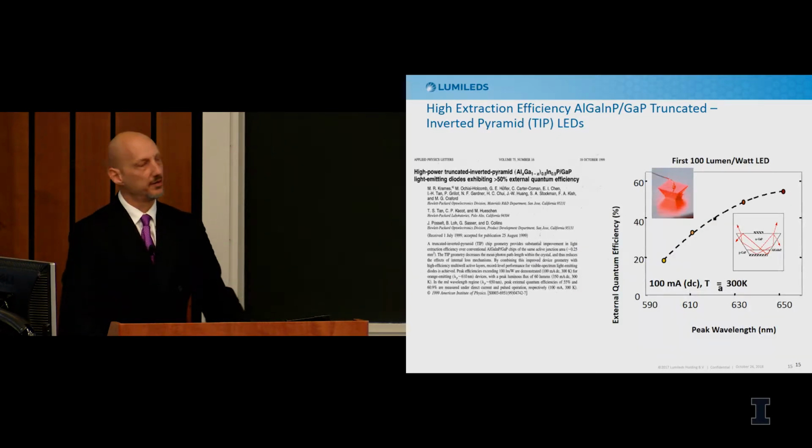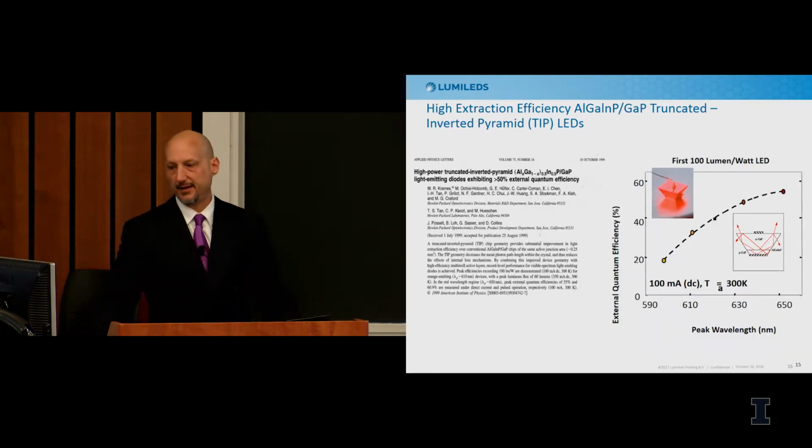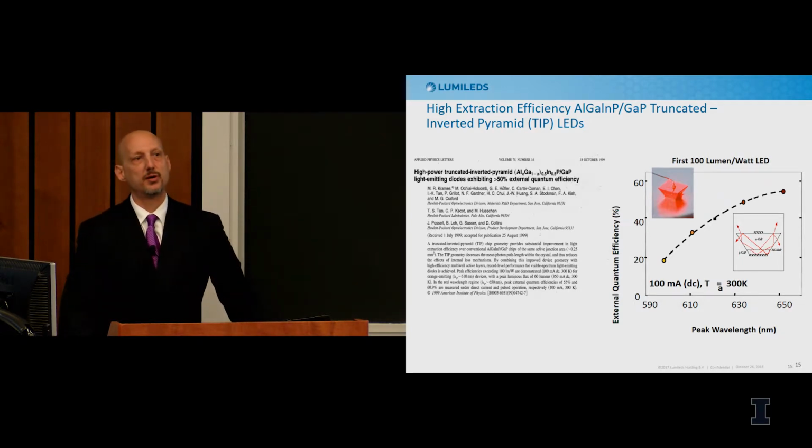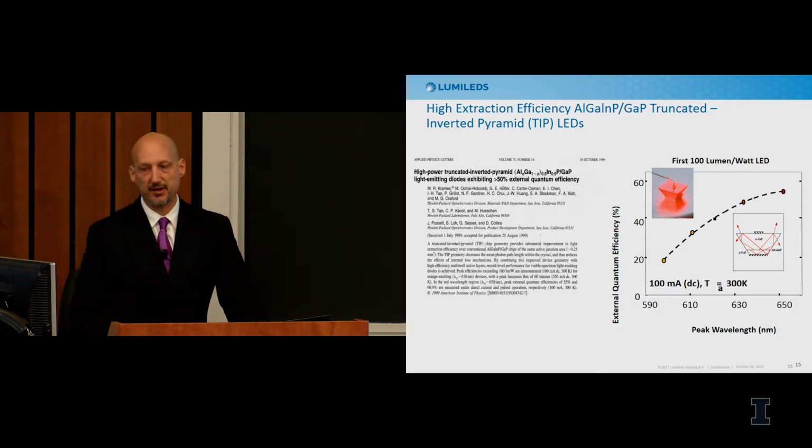And ultimately, more work was done on improving the devices for improved light extraction, and this led to the first 100 lumen per watt devices. And again, more students, Nick students and grad students worked on this technology as well, many of whom I just already mentioned.